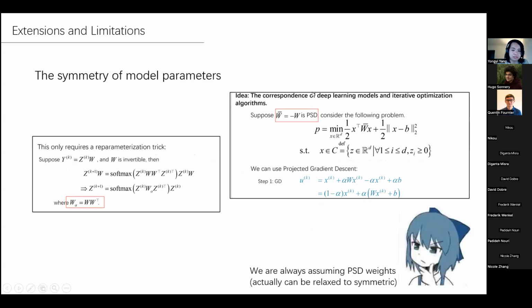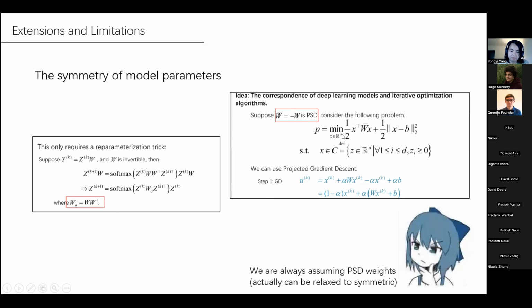And there's also a limitation in this work, which is the symmetry of model parameters. So basically, in my presentation, you might have noticed that we are always assuming that the model parameter W to be PSD. This is in the self-attention, where this parameter W is constructed by this WW transpose, which is necessarily PSD. And in the derivation of FFN, we also assume W be PSD.